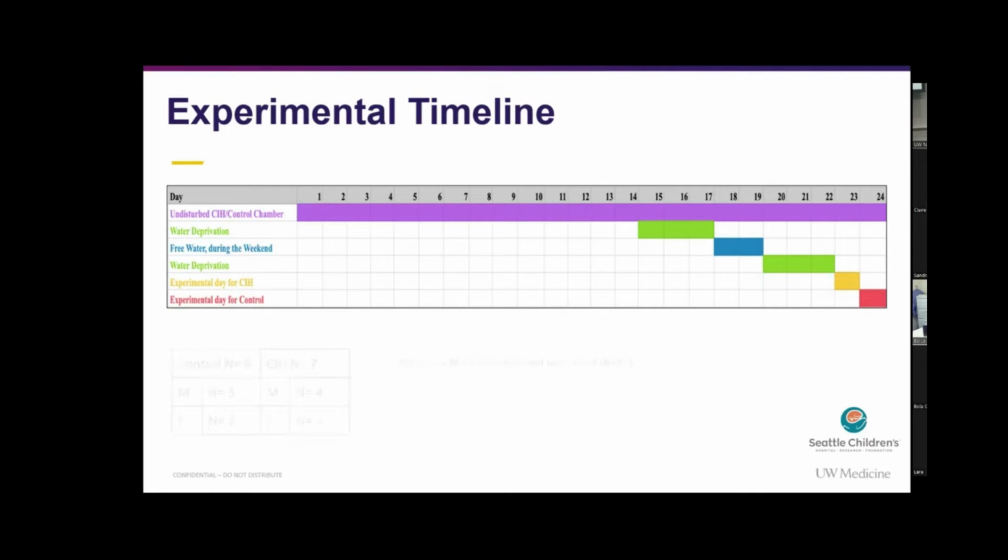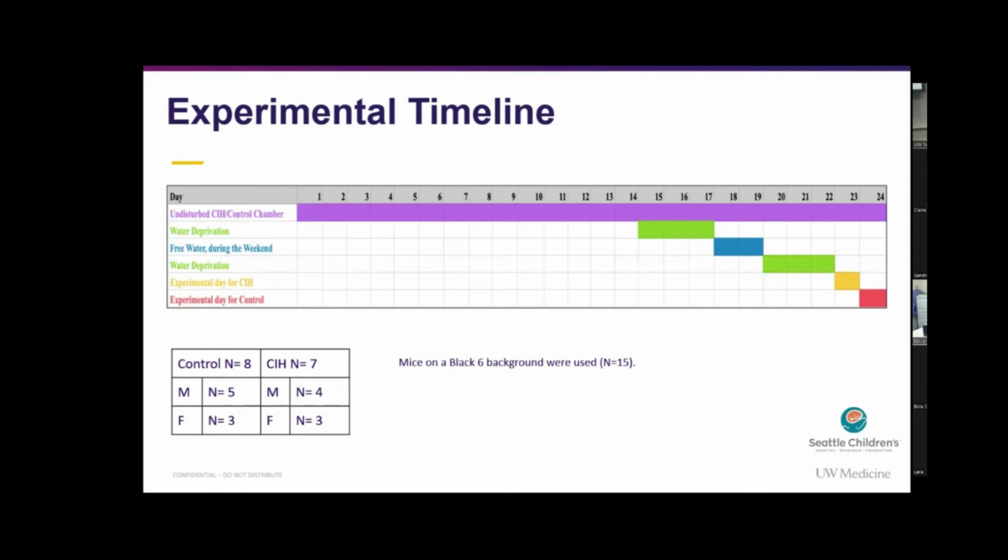For those of you curious about the data, we used a total of 15 mice on a black 6 background, and details on sex distribution are in the table at the bottom left.